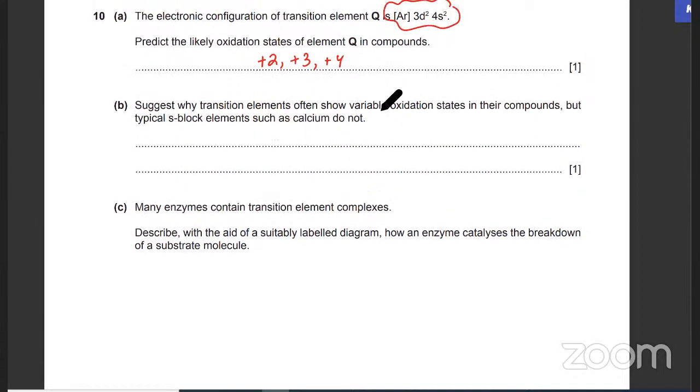Suggest why transition elements often show variable oxidation states in their compounds, but typical s-block elements such as calcium do not. So the reason is you've got electrons in the 3d and you've got electrons in the 4s as well. It's easy to remove electrons from the 4s, but the energy difference between the 3d and the 4s is not very high. So you've got a 3d subshell where you can remove electrons as well. So there's very little energy gap. That's what you're going to write.